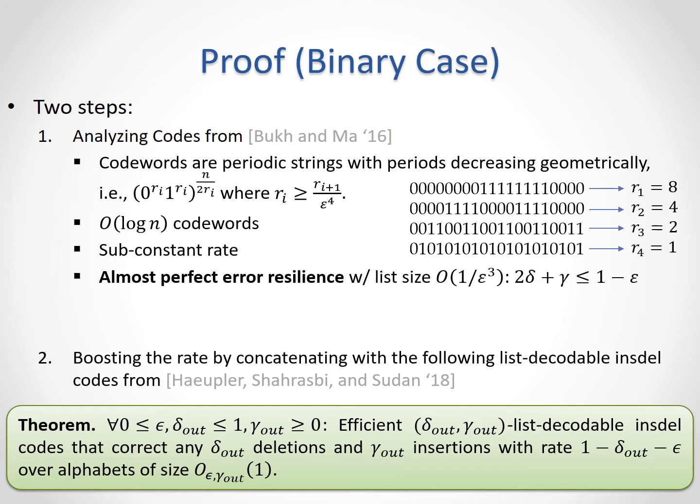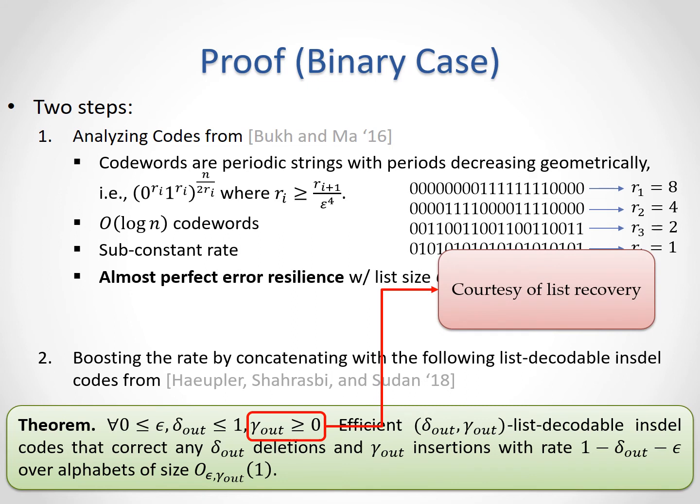We will use this code as an outer code in the concatenation, and a very interesting property that these codes have is that for any fraction of deletions and fraction of insertions that one picks, and note that the fraction of insertions can potentially be larger than 1, the theorem gives an efficient list decodable code for that gamma and delta over an alphabet with constant size in terms of the block length, although the alphabet size may depend on the parameter gamma. This is possible because this theorem uses list recoverable codes as an internal component, and the fraction of insertions really translates to the list sizes in the list recovery procedure.